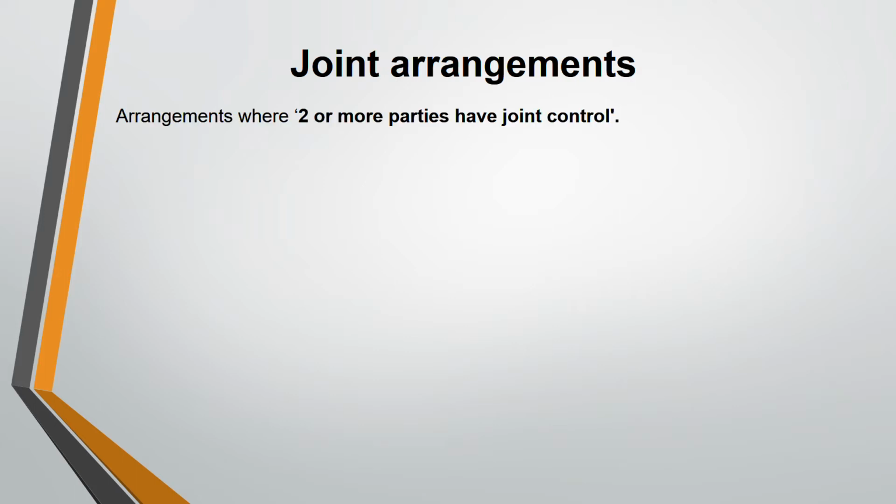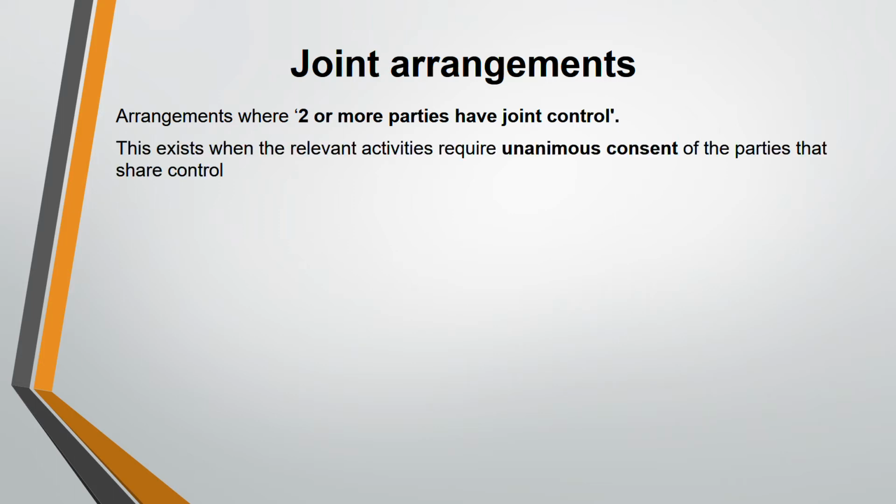One, the arrangement should have two or more parties that have joint control. No single person is having the control. If one person is only controlling, that is not called joint control. To have joint control, it has to be two or more parties. It could be two, three, four, anything. But they together should have joint control. Then only it is known as a joint arrangement. You have to see in your scenario whether two or more parties are having joint control or not.